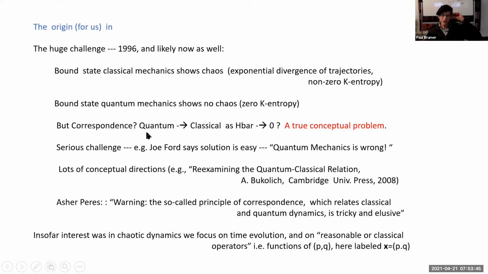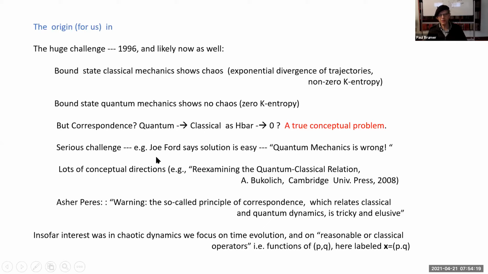You have supposedly a correspondence principle. You start with quantum mechanics and you end up with classical mechanics as, for example, H bar goes to zero. But here we see a situation where quantum mechanics has a characteristic which is no chaos. Classical mechanics has a characteristic of chaos. So it seems to be a real conceptual break between what actually happens in the quantum to classical limit and the idea of correspondence. Now, this is really a serious challenge.